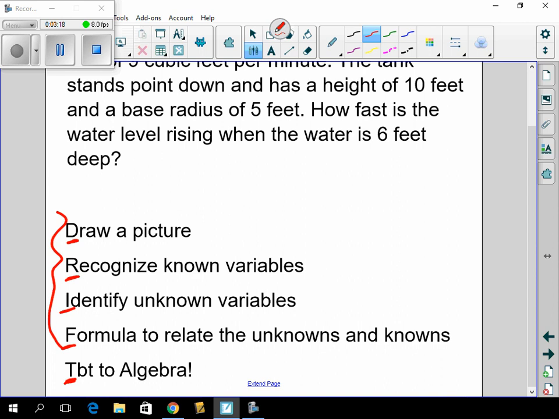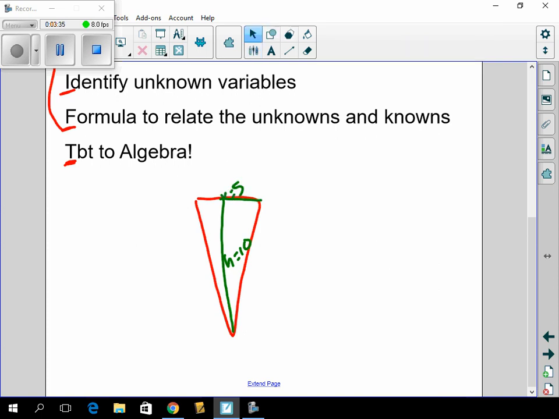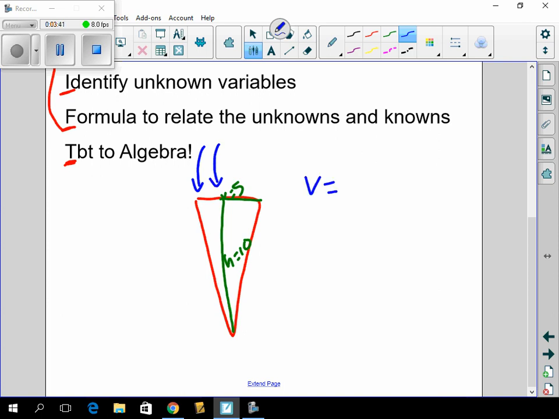So our first step is to draw a picture. So I have a cone. It's facing down, and it gives me the height is 10, and my radius is 5, so r equals 5. And I have some water flowing into it. And for those of you who are familiar with geometry, we'll remember that the volume of a cone is equal to 1/3 times pi r squared h.